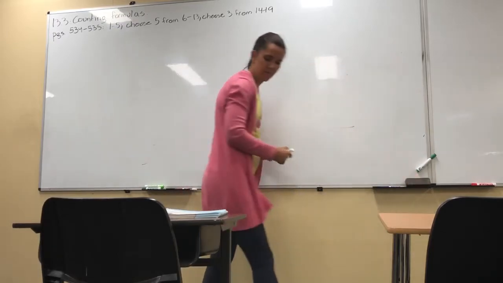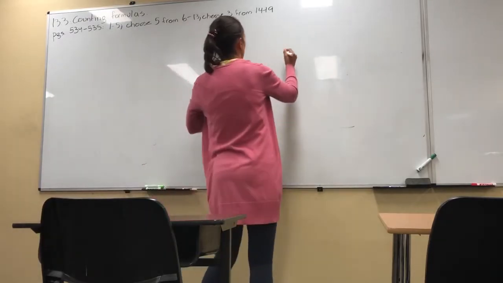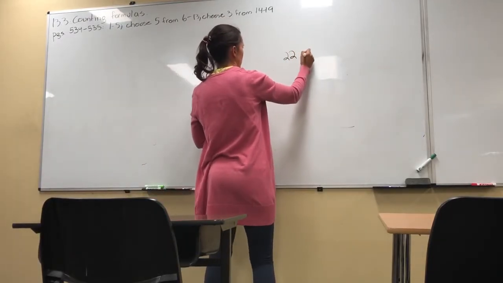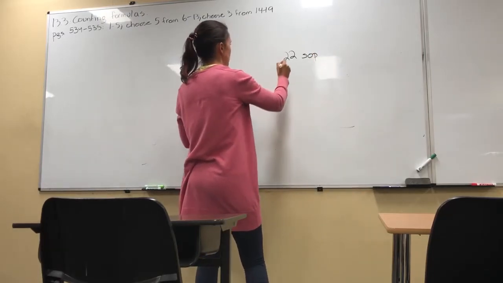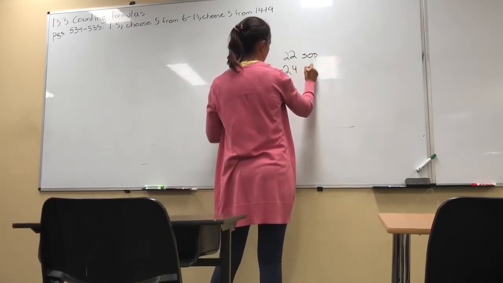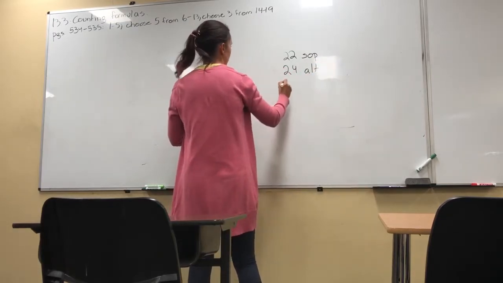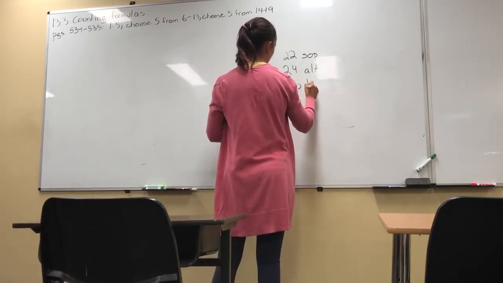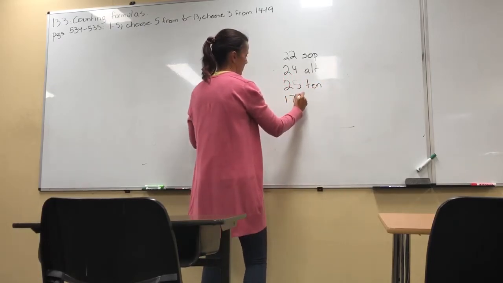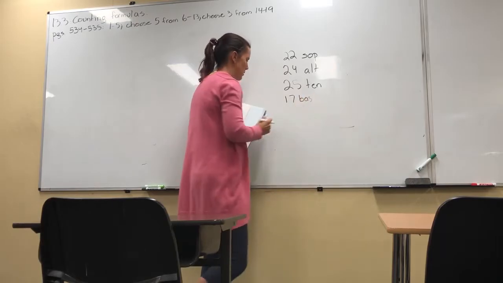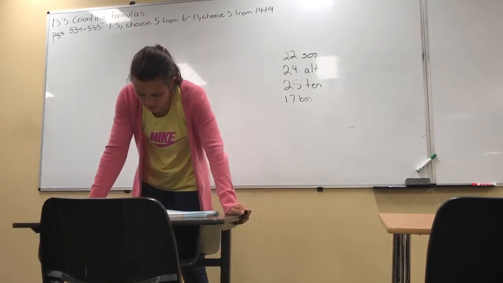There's a choir, and it has 22 sopranos. I'm just going to write the first 3 letters. 24 altos. 25 tenors. And 17 basses. Okay, so those are all the members of this choir. Now it says, how large is the choir?